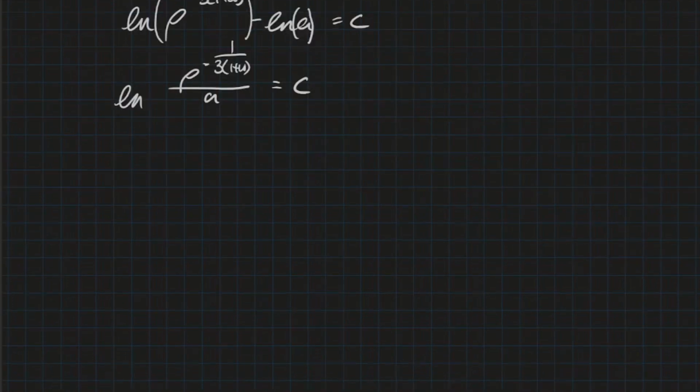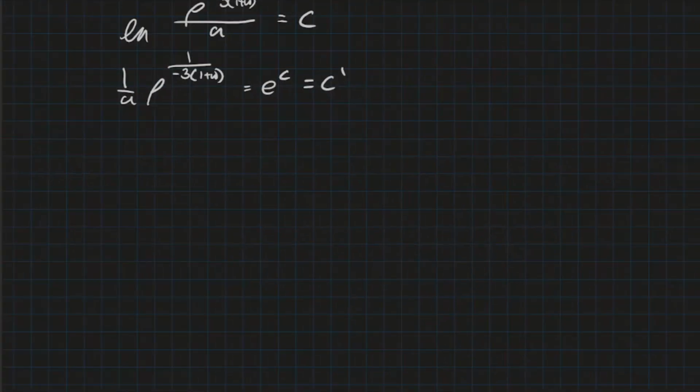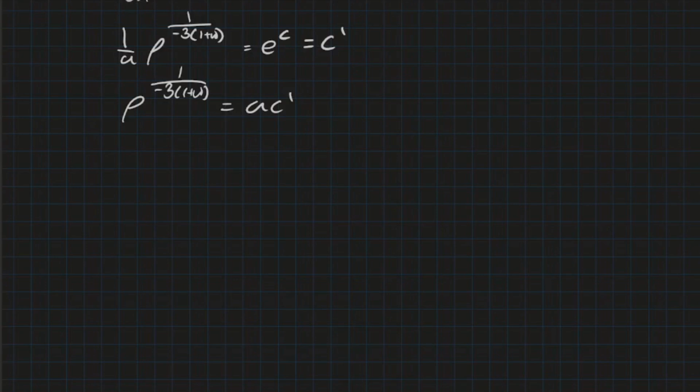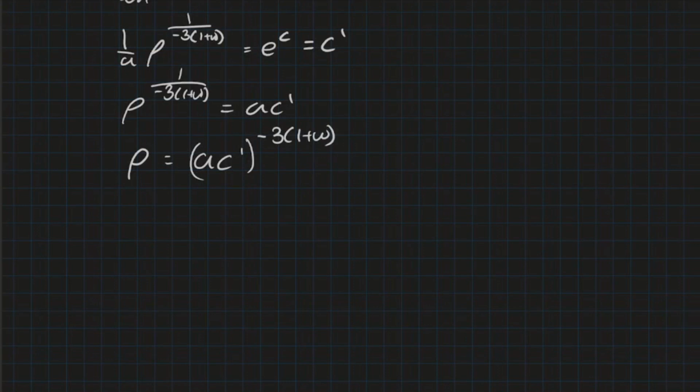We may then raise e to the left-hand side and right-hand side to cancel out the log, which gives us 1 over A rho to the 1 over minus 3(1 plus w) is equal to e to the c, which is just equal to some constant c primed. We can then move A over onto the right-hand side, and we have rho to the 1 over minus 3(1 plus w) is equal to A c primed. And then finally, taking the inverse of the power on rho to the right-hand side, we have rho is equal to A c primed to the minus 3(1 plus w). c primed to the minus 3(1 plus w) is just a constant, which we will set equal to rho naught, and A to the minus 3(1 plus w) is the factor left.